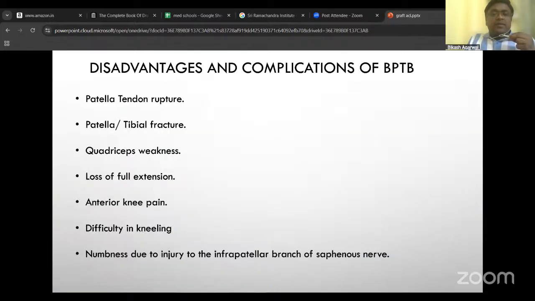Now, disadvantages and complications of bone patellar tendon bone, the most common being the patellar tendon rupture. There are chances of patellar fractures, and sometimes tibial fracture also. Quadriceps weakness and loss of full extension are the most important complications. There could be anterior knee pain, especially while kneeling, and there could be numbness due to injury to the infrapatellar branch of the saphenous nerve.